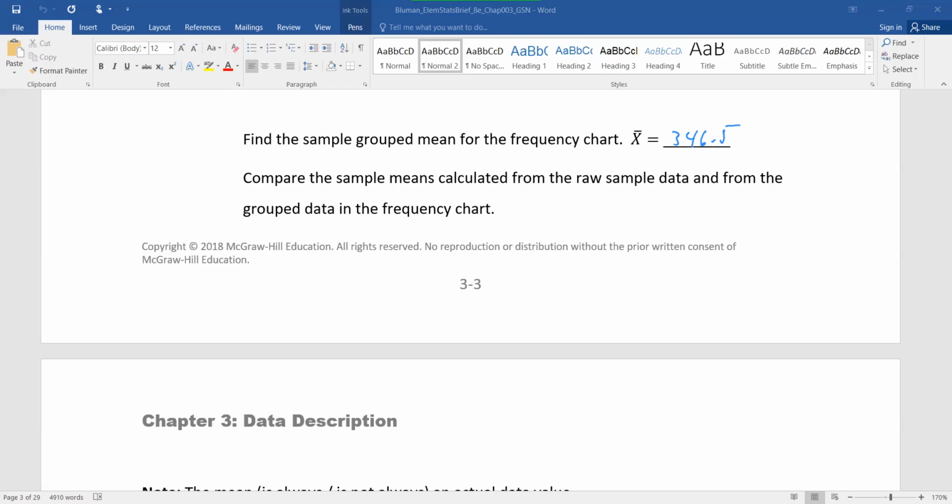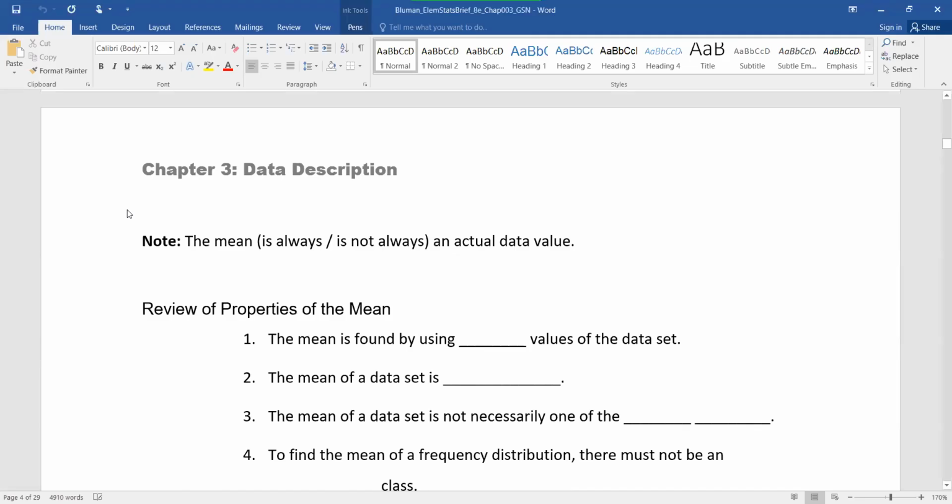I do got there's a little question here at the end. Oh, let me erase this. I don't know if y'all have this. The mean is always or is not always an actual data value. I think it can go both ways. It really just depends. So it's not on this one. It's actually it can be both. Is always and is not always.